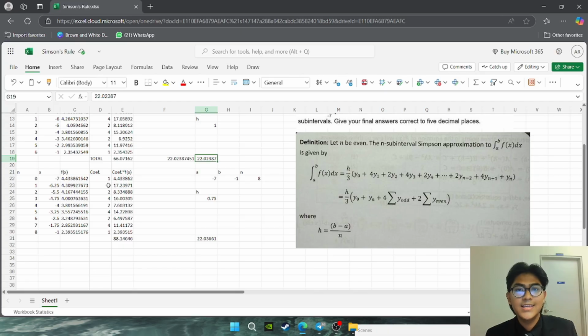For the subinterval 8, it is just the same, but we just need to put 2 more columns, 7 and 8. But the h is different too, because n is different, which is 8. So we just need to do the same method, and this is our total after calculating. And using the same formula, we can get the area under the graph for n equal to 8, which is 22.03661. And thank you guys, I hope you understand.